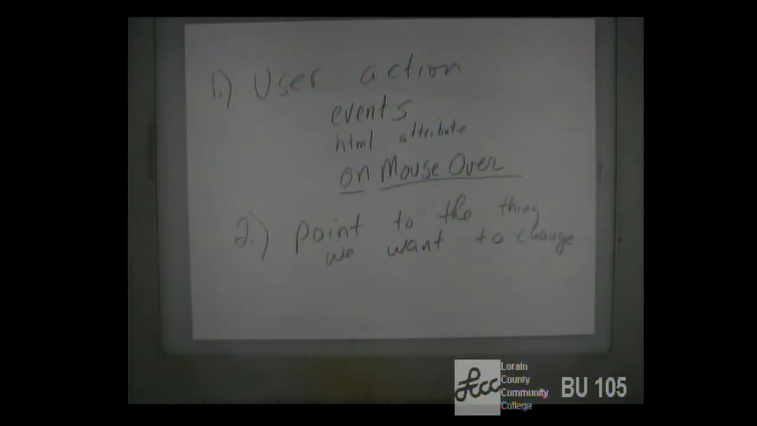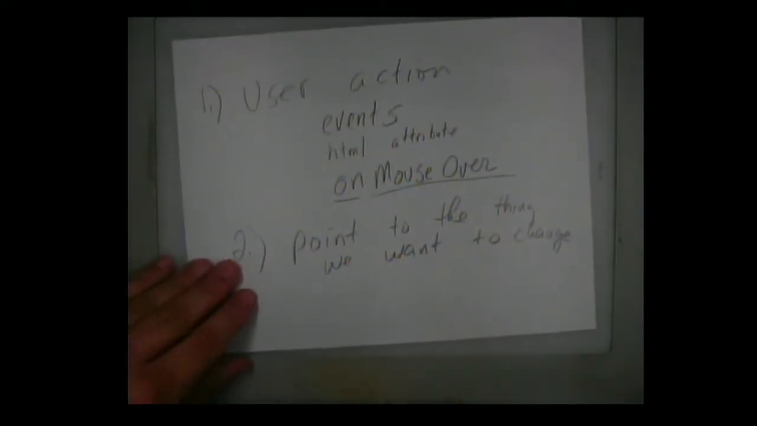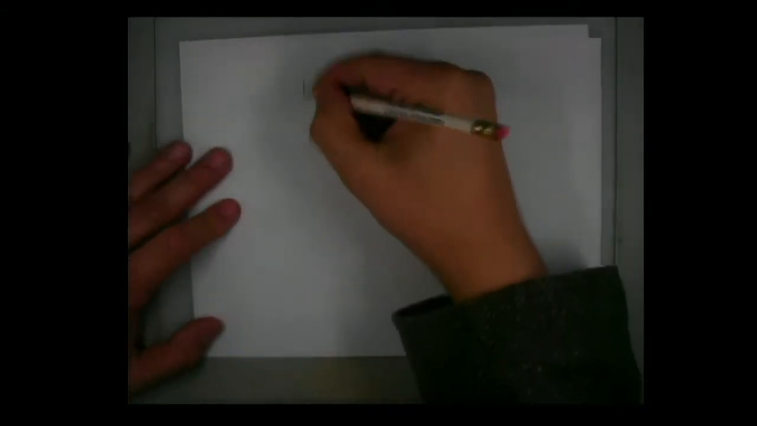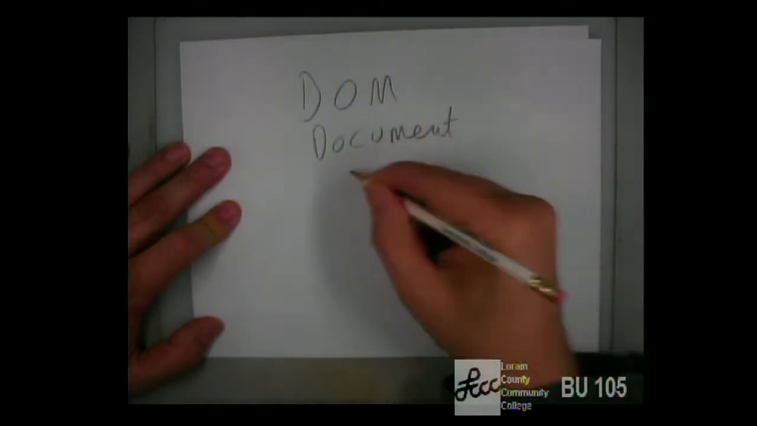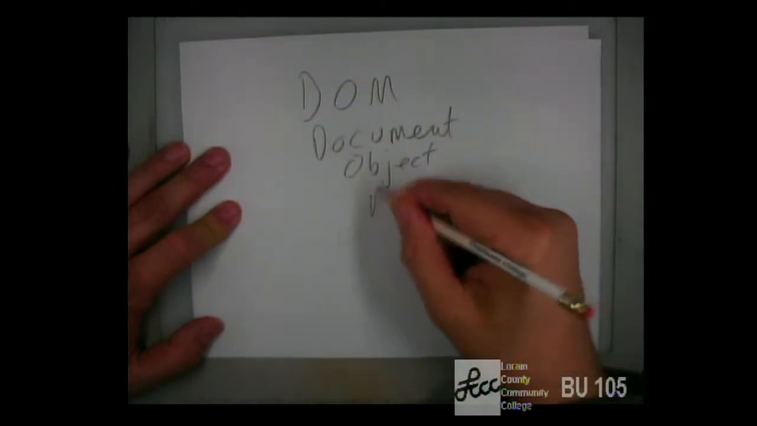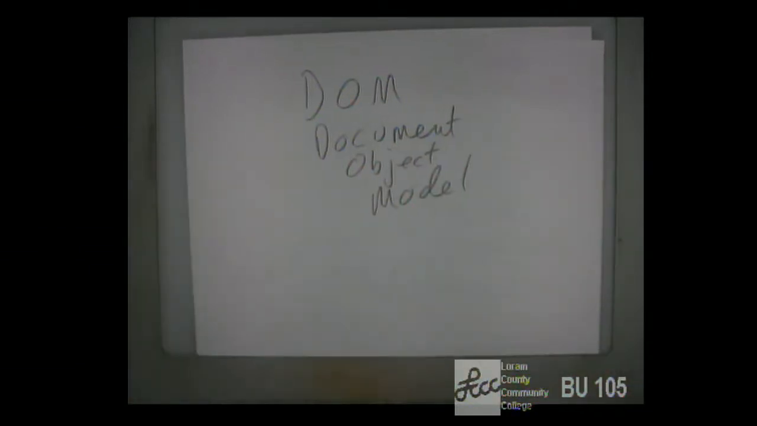So we're going to point to the one thing on the page we want to change. How do you point to the thing on the page that you want to change? There's something called the DOM. And DOM stands for Document Object Model. And that is the way that we reference stuff on the page. And there's one instruction that's going to be our workhorse here. We'll talk about that in a minute.